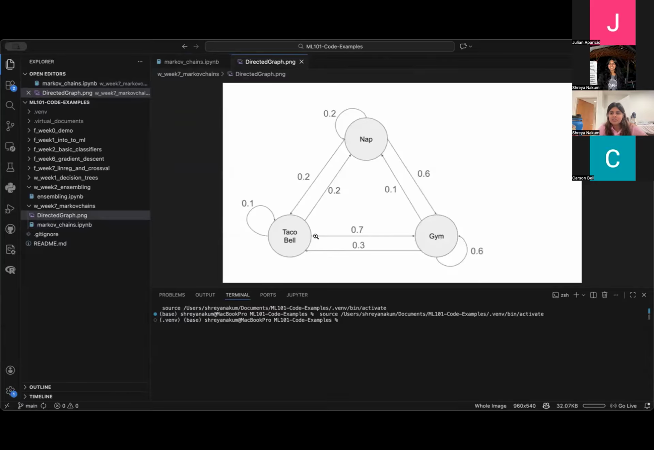Let's say I have this directed graph. Every day I'll take a nap, I'll go to Taco Bell, or I'll go to the gym. It depends on how I'm feeling, right? If I'm taking a nap, there is a 60% chance that when I wake up, I'll go to the gym. I'm well rested, I'm feeling up to it. But let's say that I am at the gym. If I'm at the gym, there's a 60% chance that tomorrow I'll also gym because I'm going in the moment, I'm just feeling it.